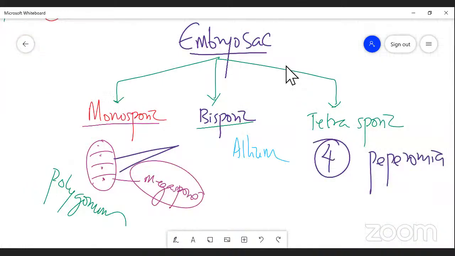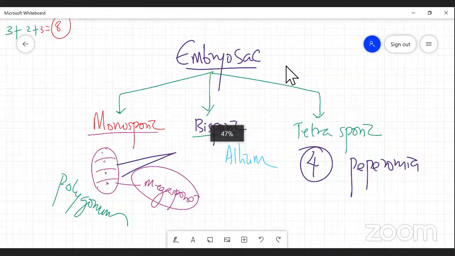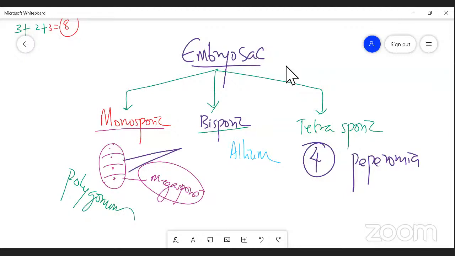Monosporic means the development of the embryo sac from a single megaspore. Whereas in the bisporic condition, the embryo sac or female gametophyte develops from 2 megaspores out of 4 cells. Generally 4 cells are produced, right? Now talking about the tetrasporic condition, all 4 megaspores are involved in the development of the embryo sac. It is found in Peperomia, right?